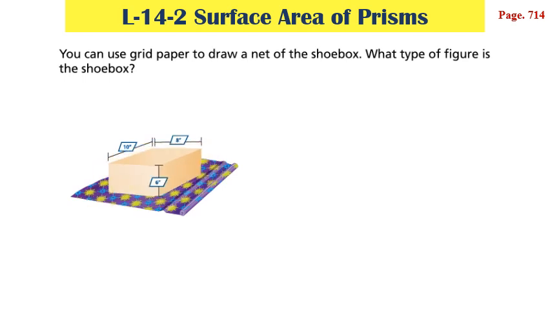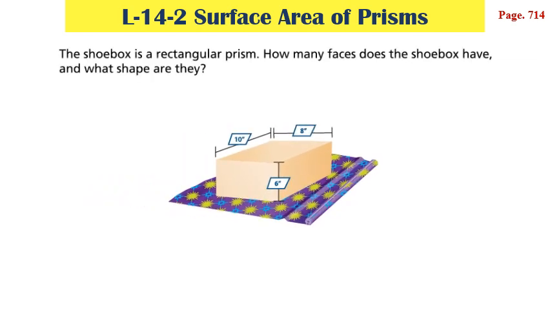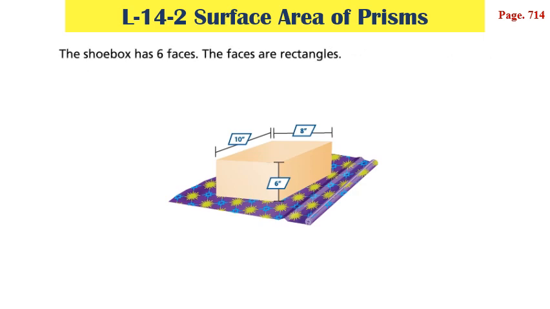What type of figure is the shoebox? The shoebox is a rectangular prism. How many faces does the shoebox have, and what shape are they? The shoebox has 6 faces. The faces are rectangles.